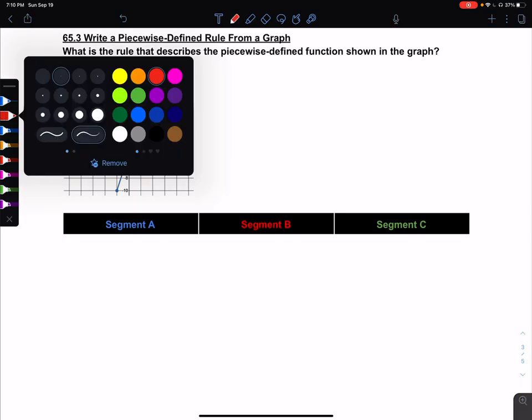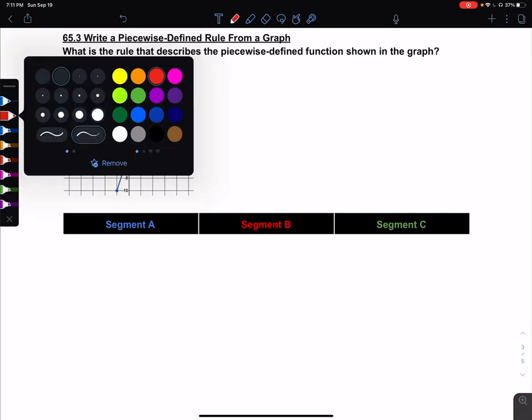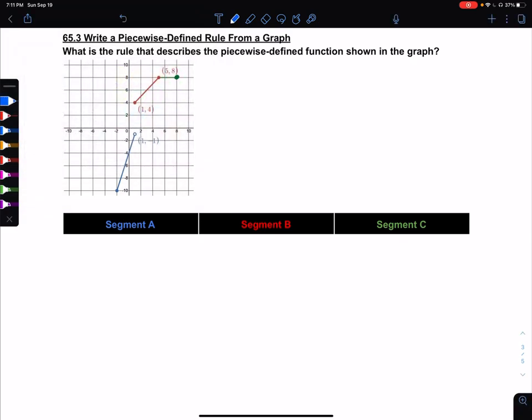First thing I want to point out, though, there is a small mistake here. At the end of this green portion of our graph, there should be a closed circle at (8, 8). So just make sure that you have that there. That will make a difference when we're talking in terms of domain. So now that that's cleared up, let's get into the problem.